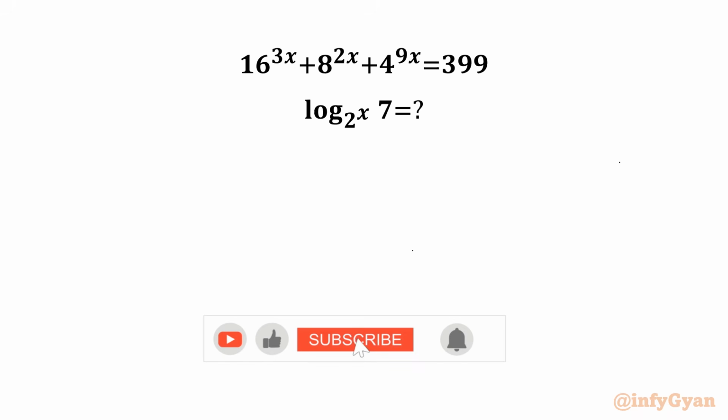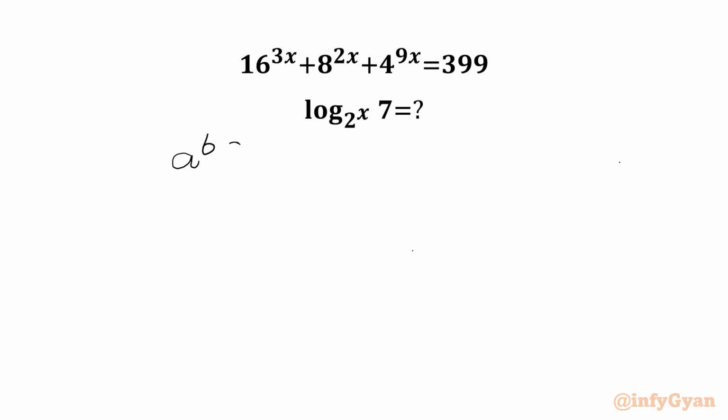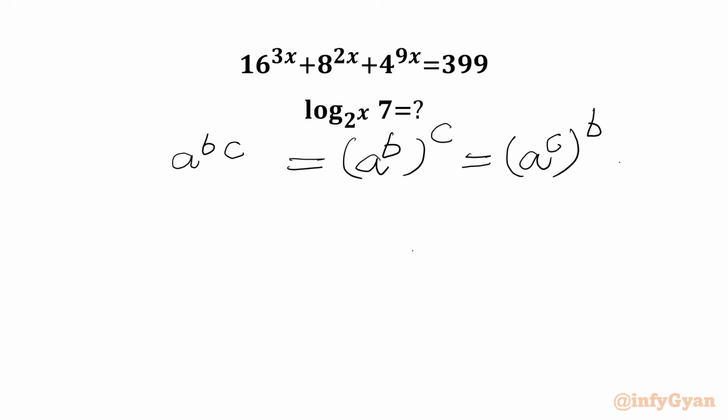This exponential equation looks terrifying at first glance, but there is a hidden pattern in exponents that makes the entire problem surprisingly easy. So let's get started by writing the most powerful exponent law, which is a power b times c can be written as a power b whole power c, or we can write a power c whole power b. So we have 16 power 3x, 8 power 2x, 4 power 9x.